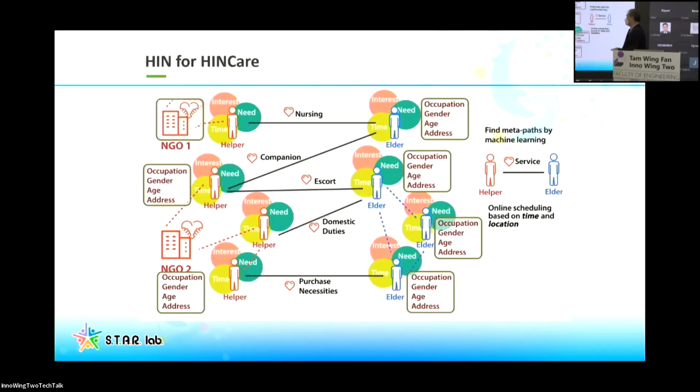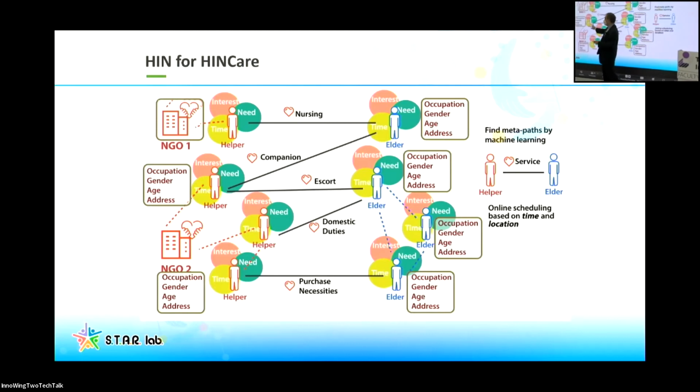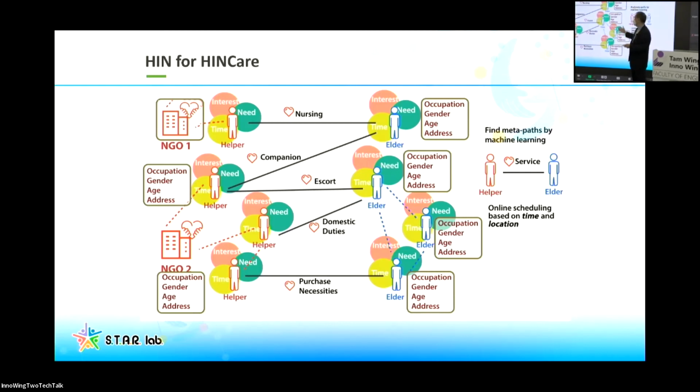So going back to our HINCare again, here is a more sophisticated picture of the HIN that we have to deal with. Each node or entity, we can label as a helper or an elder, and each entity also carries a lot of information, for example occupation, gender, age, and address. Each edge could represent a helping relationship. For example, the helper has provided domestic duty to the elders.